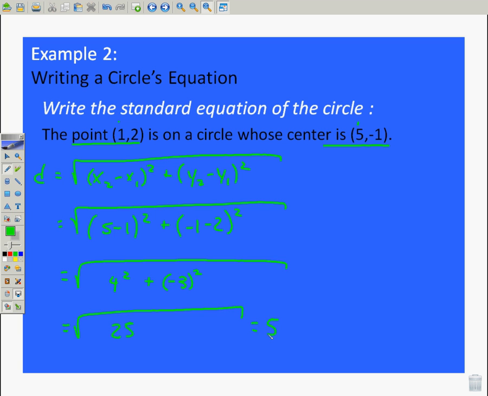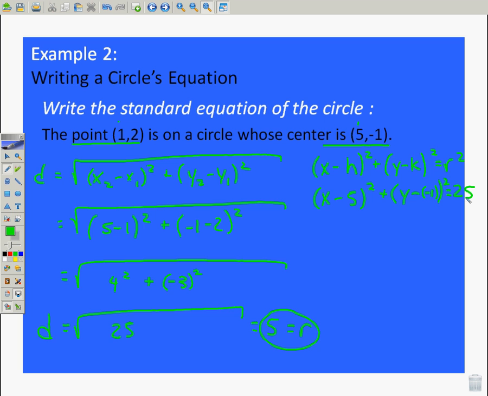Okay? So now I've got distance. Well, this is really equal to radius, right? Because that's the distance between a point on the outside and the center. That's the radius. So now I can just simply fill in my equation knowing what I know. So I've got x minus h squared plus y minus k squared is equal to r squared. Let's fill it in. X minus 5 squared plus y minus 1 squared is equal to 25.